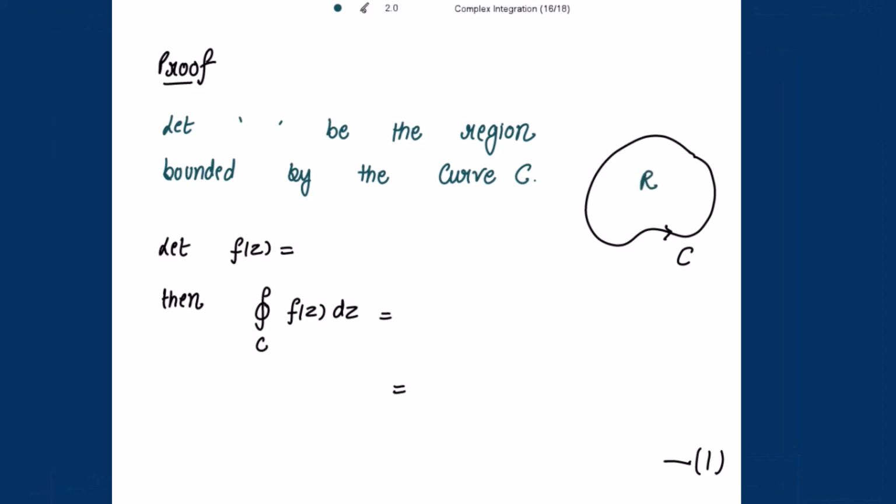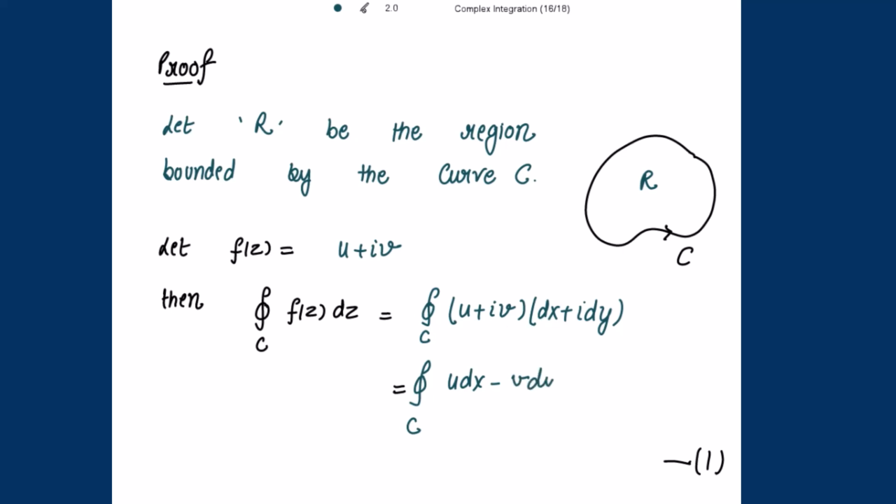Let R be the region bounded by this curve C and let f(z) is equal to u plus iota v. Then the closed integral over C of f(z) dz is equal to, yes, this is the closed integral, and f(z) is u plus iota v and dz is dx plus iota dy. So this is u dx. I'm taking the real part separate and the imaginary part separate. So this is the closed integral over C of (u dx minus v dy) plus the closed integral over C of iota (v dx plus u dy). Right? Please mark this as 1.